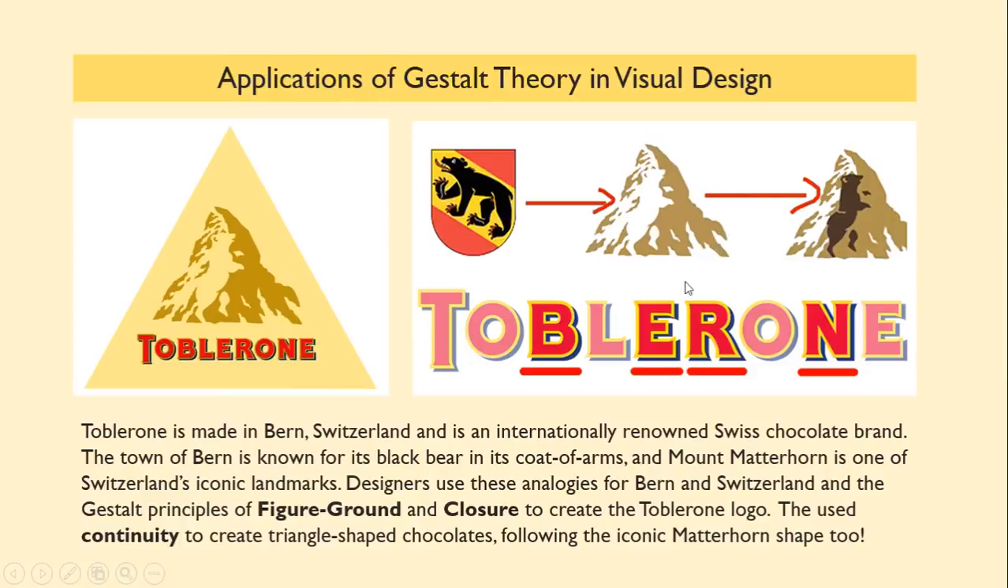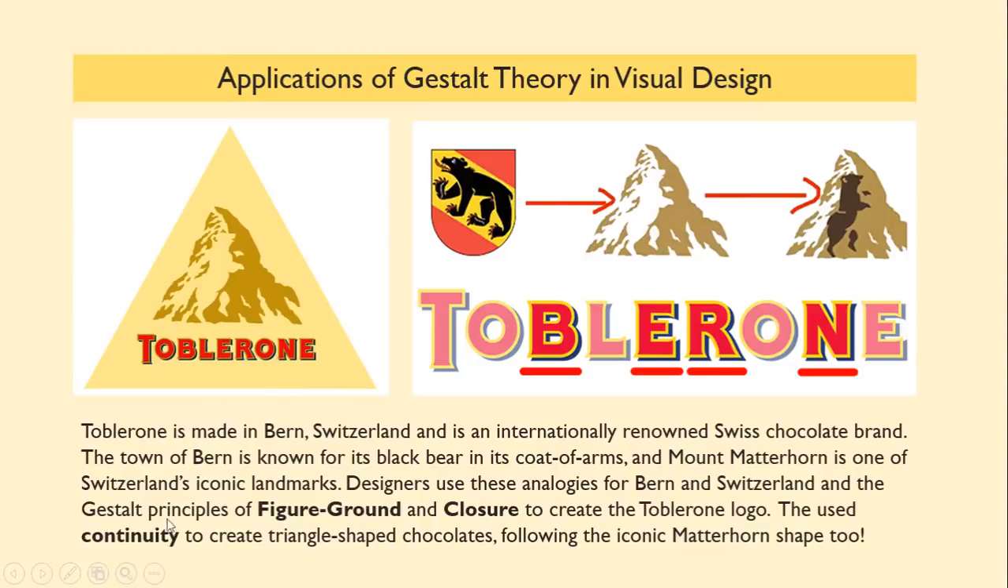And this is not just any mountain, it's actually the most important mountain, one of the most iconic landmarks for Switzerland, that is Mount Matterhorn, right? Matterhorn, that's how you spell it here, right? So if Malaysia has Mount Kinabalu, the Swiss have Mount Matterhorn, right?